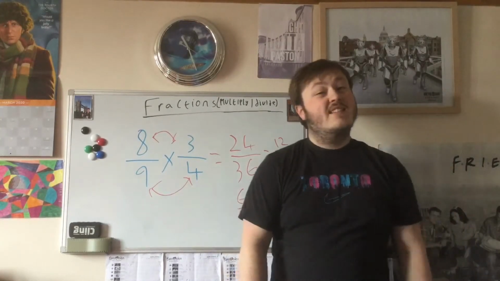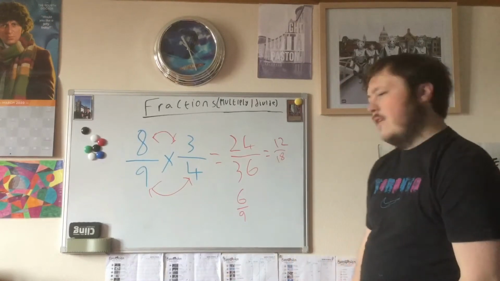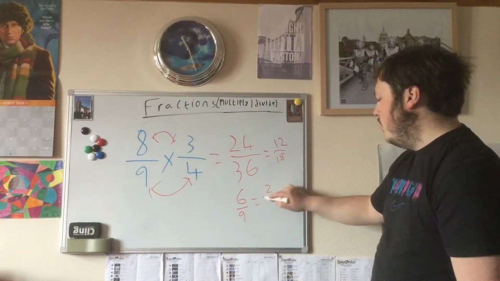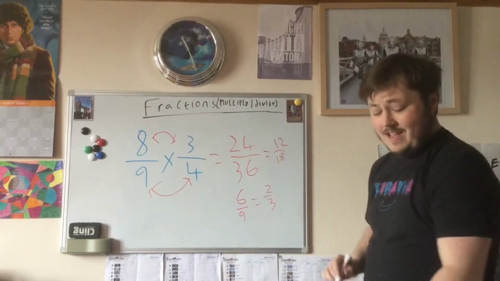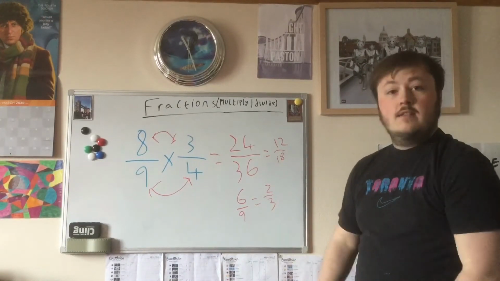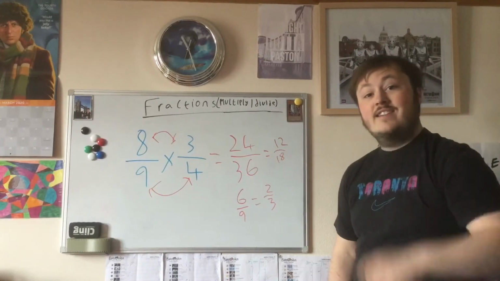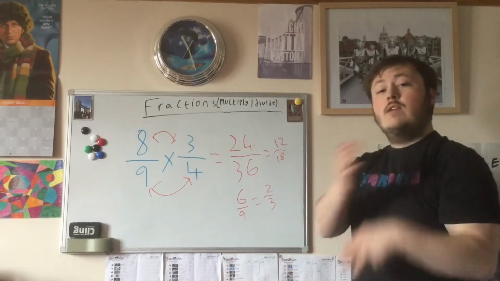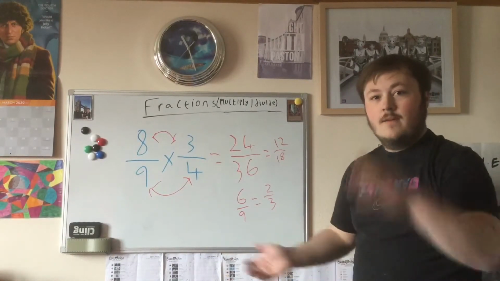But now this is in the 3 times table, so this can be simplified further to 2 over 3. That was a lot of simplifying. Is there a little trick to make it quicker? Yes, there is. Let's rewind back to the start.